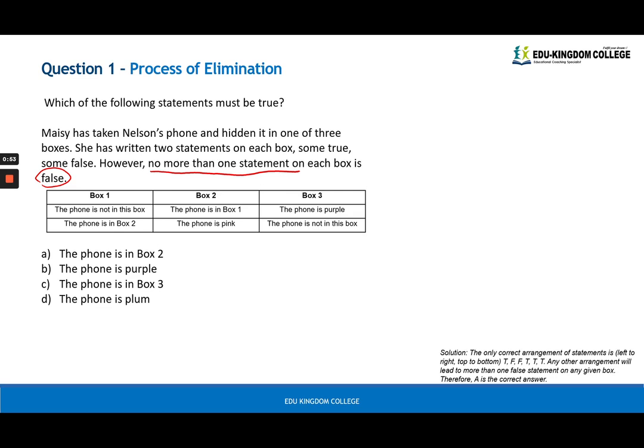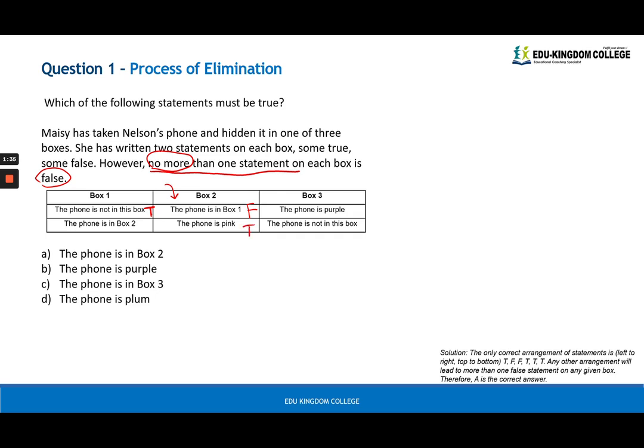So for box one, what we're going to do is just guess and check and go with the flow and see if it comes back to the correct logic, I guess. So I always pretend that this first one is true. If number one is true, the phone is not in this box, then find another statement that must be false or must be true. If the phone is not in this box, then this statement here, the phone is in box one, must be false. Remember, no more than one statement can be false, so then the phone is pink must be true.